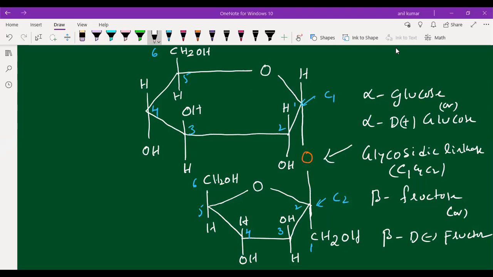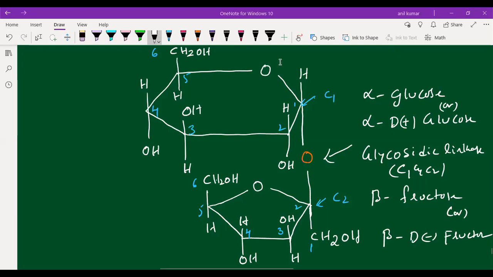Combination, we are saying, is a combination of monosaccharides. Combination means combining, so two monosaccharides are combined by a glycosidic bond. The two monosaccharides are joined by a bond, and that bond we are calling glycosidic. I hope you understood.